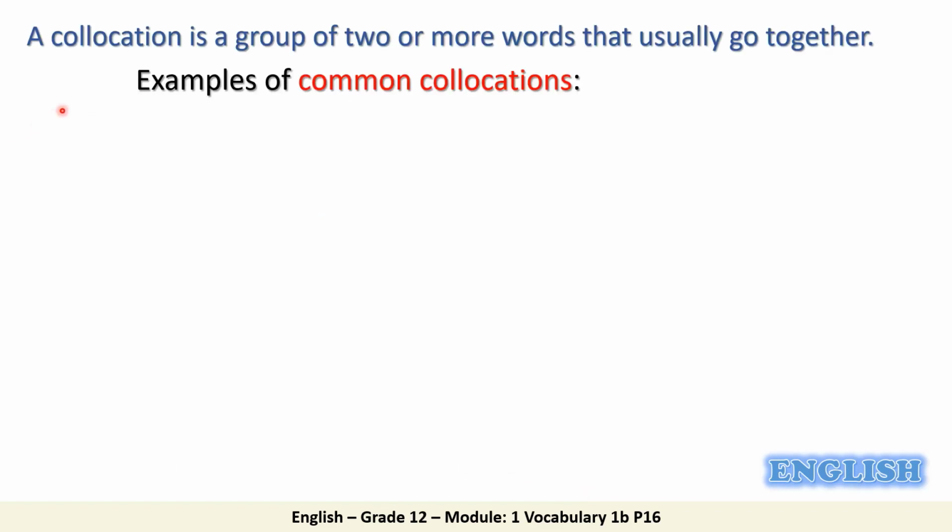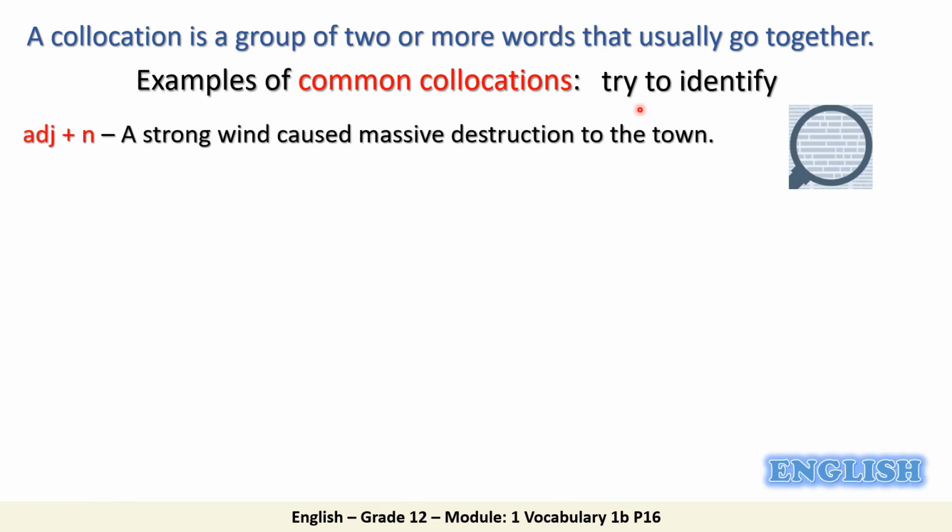Dear students, exercise B is about collocations. This is why I want you to take this brief background about collocations. A collocation is a group, a combination of 2 or more words that usually go together. Here I'm going to give you some examples of the most common collocations, and your task is to try to identify each collocation in the given examples.